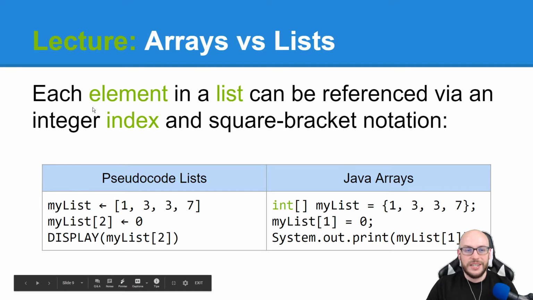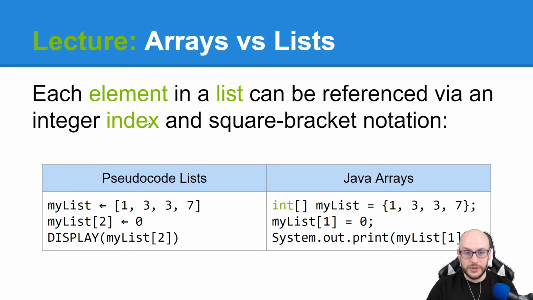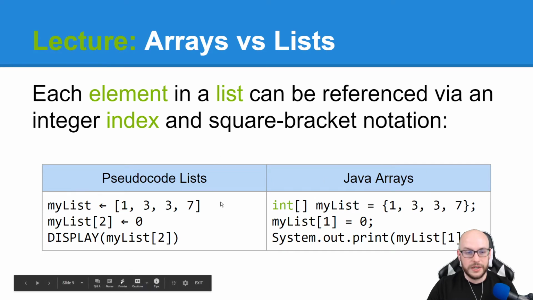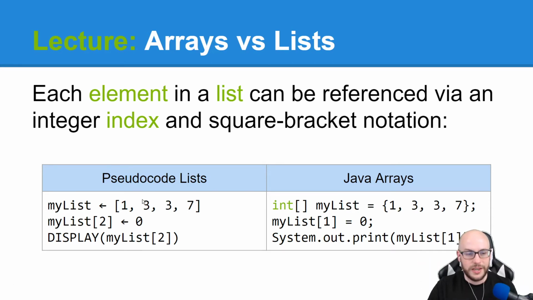But you have to keep track of it. Each element in a list can be referenced via an integer index and square bracket notation. We saw this similar concept with our Java arrays. On the left-hand side, I'm creating a list using an initializer list, the only way you can create a list. And then I can take index 2 and store in a 0. Reminder that this little arrow is equivalent to our equals, I should say, not relational operator, but our assignment operator, right? We are saving this list into this variable. We're saving this 0 into this index.